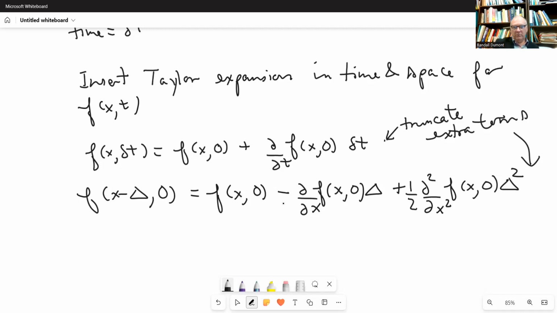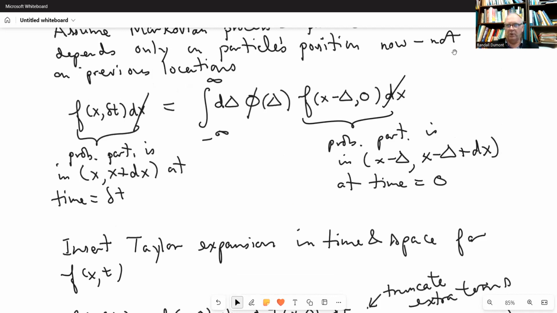So the idea is we're assuming that the time step is small. And because the time step is small, the particle can't move very far either. So delta t and big delta are both, sorry, not 0. They're both small. And so we can justify these series. So we substitute those into the equation that we had above, this one, which I can call equation 1.